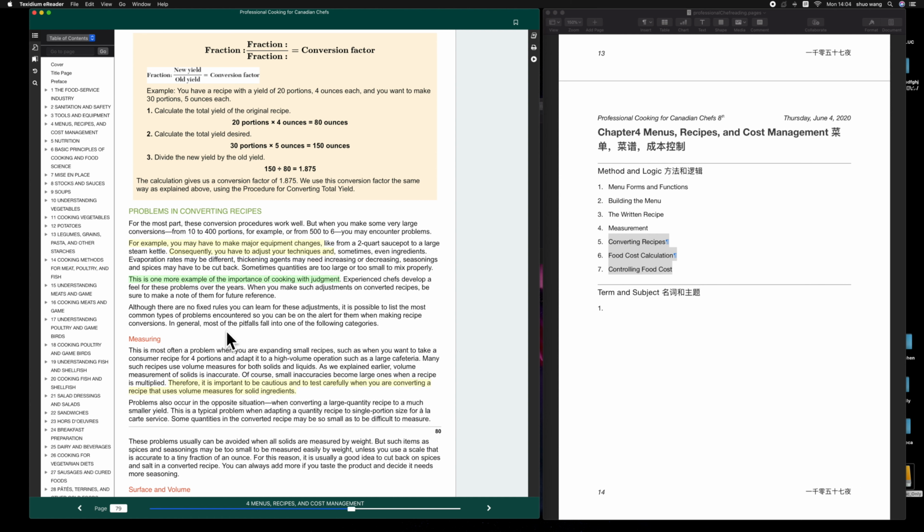types of problems encountered, so you can be on the alert for them when making recipe conversions. In general, most of the pitfalls fall into one of the following categories.